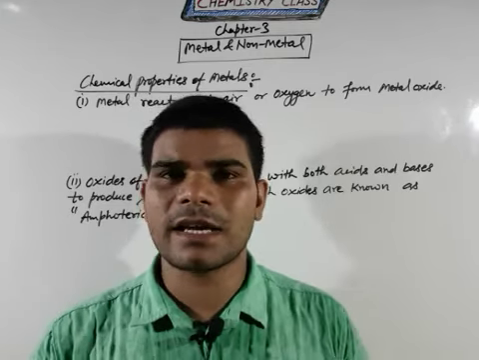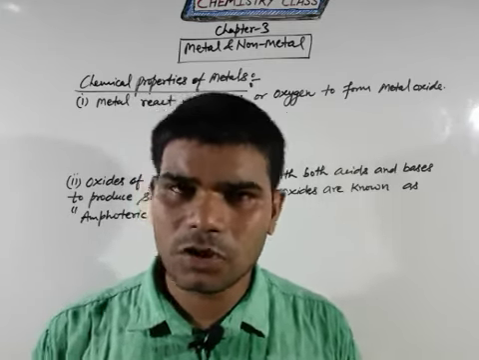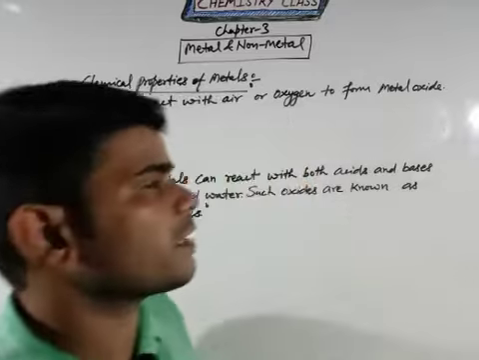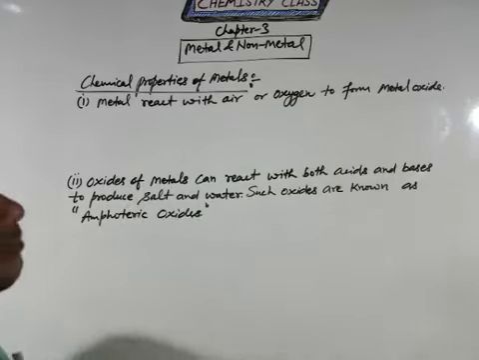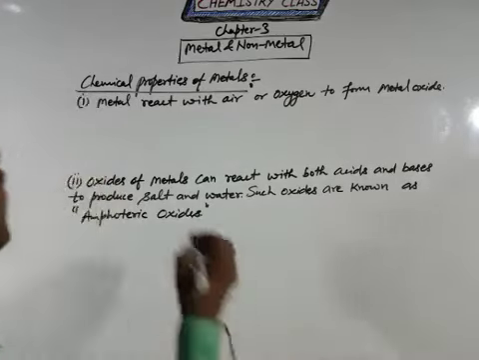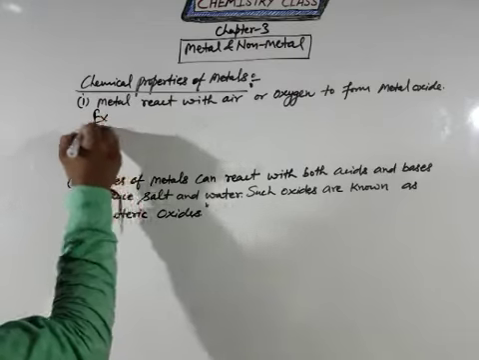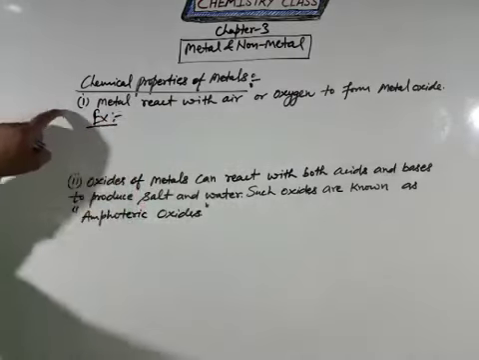Today I will discuss the chemical properties of metals and non-metals. So students, now come to the chemical properties of metals. In this case, the first point is that metals react with air or oxygen to form metal oxide. See the example and after that you will understand the meaning of the first point.